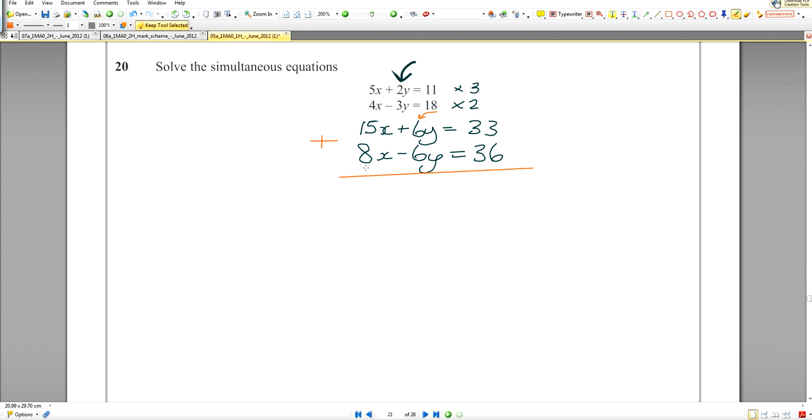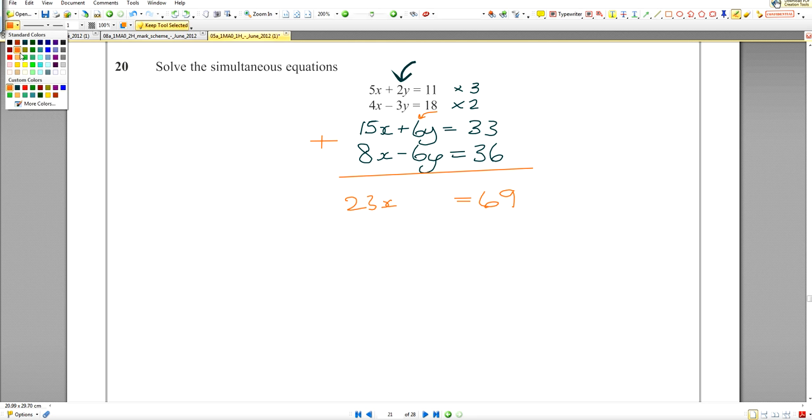So 15x add 8x will give us 23x. Now plus 6y add minus 6y will give us 0y. And that's what we wanted to do, to eliminate the y's. So the y's have become nothing. We don't write anything down there. Then we have 33 plus 36, that will give us 69. Have we achieved our first goal to eliminate either x or y? We have. The y coefficient has gone down to 0, so y is gone. So we're left with 23x is equal to 69.